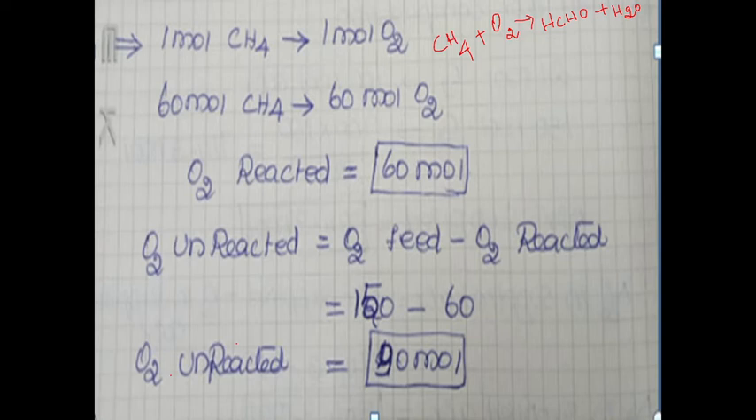We don't want the oxygen reacted value, we want the oxygen unreacted value. Formula for oxygen unreacted: oxygen feed minus oxygen reacted. Oxygen feed is the already calculated value. Refer to the previous slide: oxygen in supplied air is 150. Oxygen reacted is also a calculated value. You should take that value and substitute here. Finally we get oxygen unreacted 90 mole.